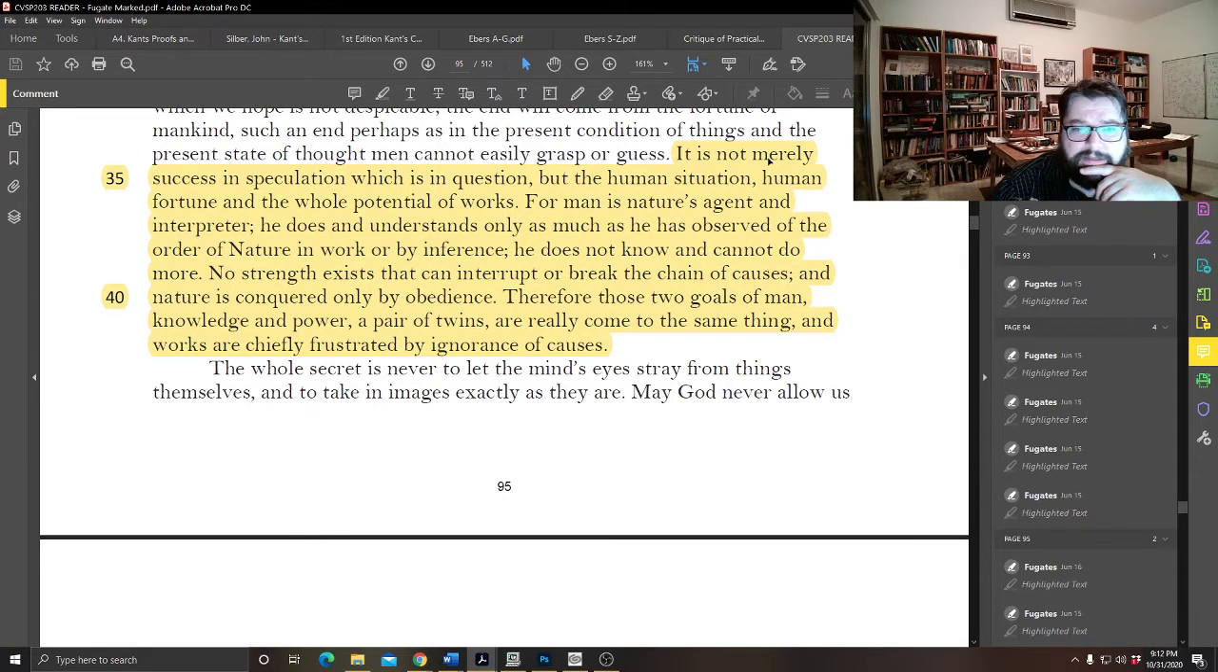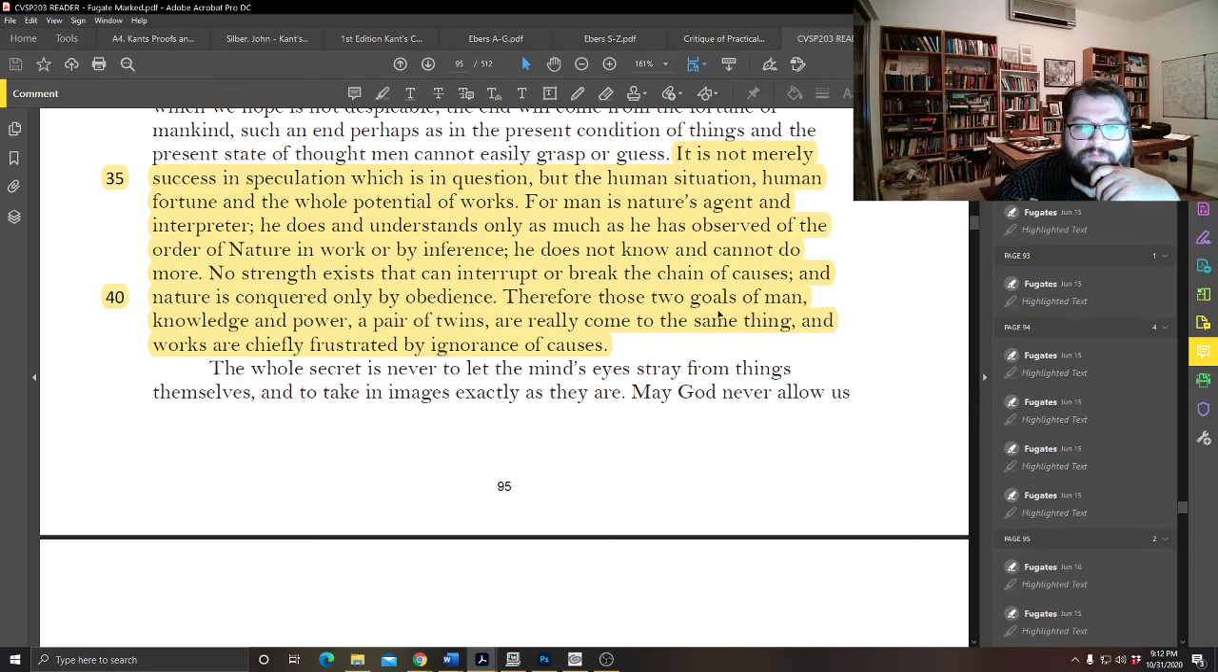In this process, he says, finally, it is not merely human success in speculation, in knowledge, which is in question, but the human situation, human fortune, and the whole potential of works. For man is nature's agent and interpreter. He does and understands only as much as he has observed of the order of nature, in work or by inference. He does not know and cannot do more. No strength exists that can interrupt or break the chain of causes. Nature does what it does. We cannot change that. And nature is conquered only by obedience.